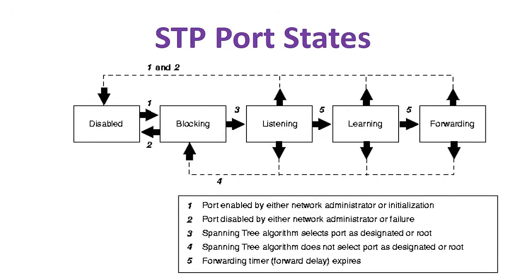So as you can see, once a port is enabled by a network administrator or through initialization, it goes through a process of these different port states. The port will move into a listening and learning and ultimately a forwarding state if the spanning tree algorithm has chosen it as a root port or a designated port. If spanning tree has not chosen the port as a root or designated port, it will put the port into a blocking state. You know that also as an alternate port or a backup port.